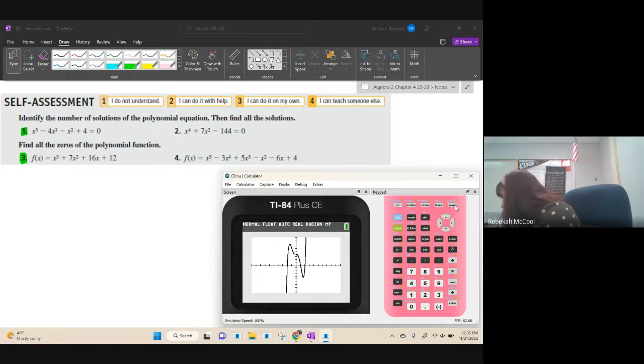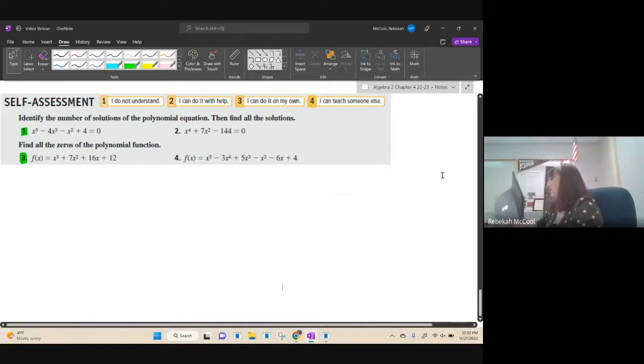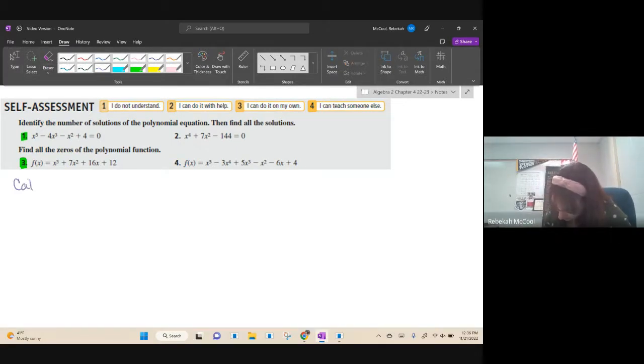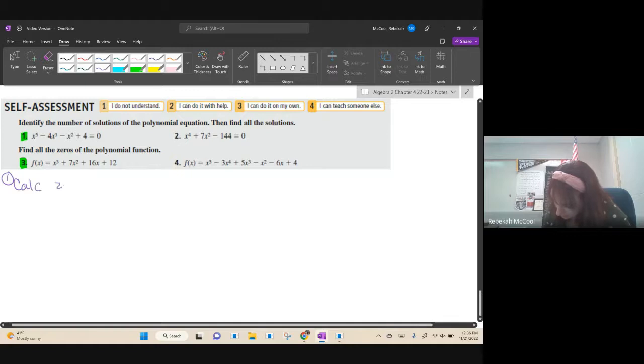So where are we at? -2, +1, and +2. Those are our calculator zeros. On here, calculator zeros at -2, +1, and +2. Just like with the last problem, we're going to divide all 3 of these out.